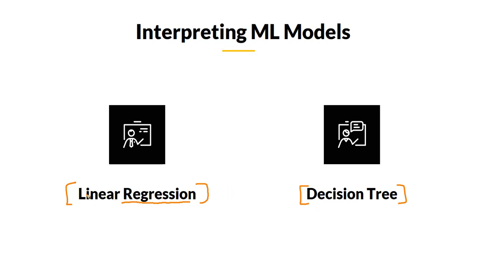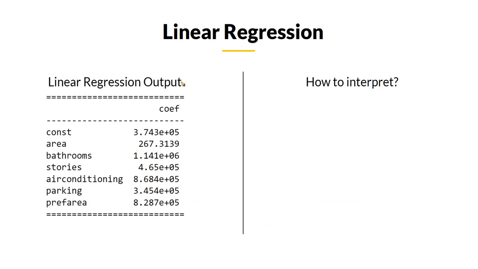A machine learning model that performs a regression task is called a regressor. So what we are going to first see is a linear regressor and how to interpret it. Let's understand this with the help of the housing price prediction problem. In housing price prediction, we want to predict the price of a given house given various inputs. In this particular case, we have these inputs: the area of the house, bathrooms, stories, air conditioning, parking, and pref area. These are the different inputs that we are giving to the machine learning model.